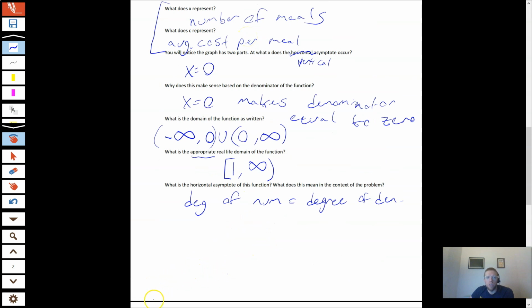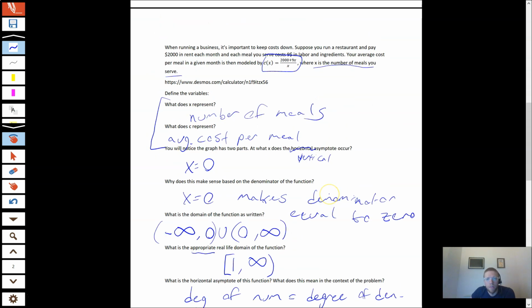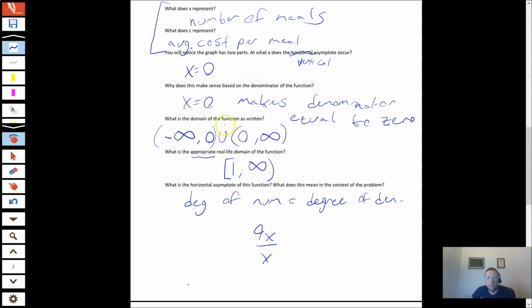What that means, right, is you need to divide the coefficients. So I have a 9x over x. The 2000 really doesn't matter in this case. So I have a 9x over x in my function. My horizontal asymptote is just y equals 9. Okay. I'll give you guys this note. What we did here is, we divided the coefficients. So there's my horizontal asymptote at y equals 9.